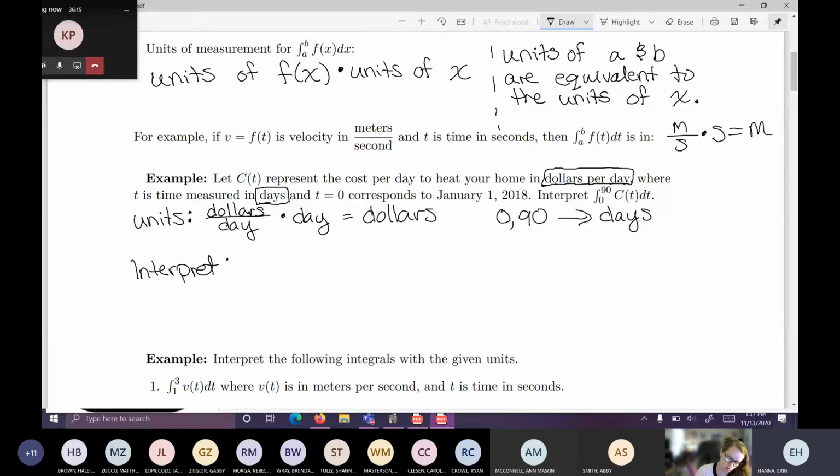and interpret. Is that how you spell interpret? Yeah, it is. Looks weird. Remember, in terms of interpretation with me, as long as it gets the point across, I don't really care about your English, but essentially this is going to tell us the cost to heat your home for the first 90 days.